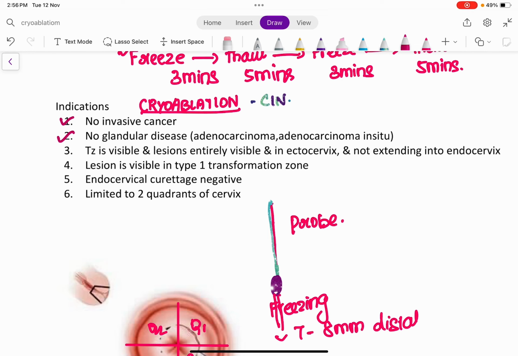So the transformation zone should be visible, and if any lesion is present, that lesion should be entirely in the ectocervix and should not extend into the endocervix. If the lesion is visible in the type 1 transformation zone. What is type 1 transformation zone? The third and fourth points are the same, because type 1 transformation zone is where the transformation zone is entirely visible and it is in the ectocervix. There is no endocervix component.